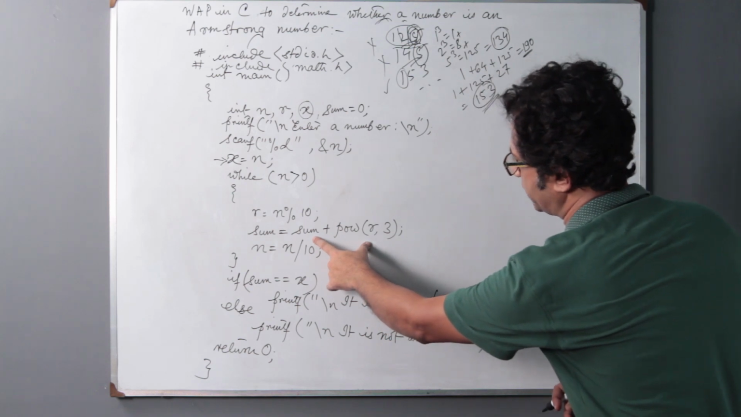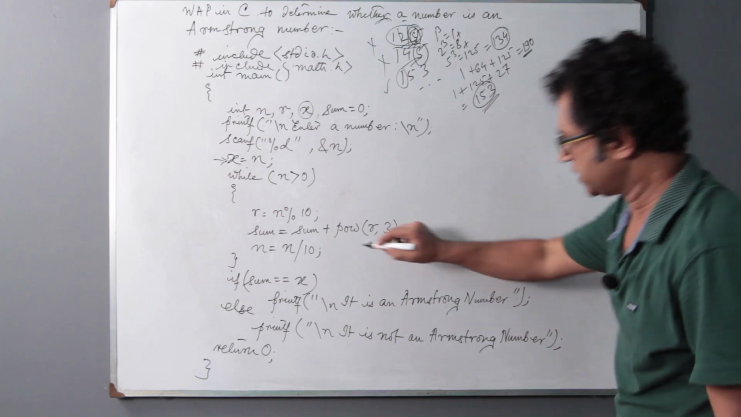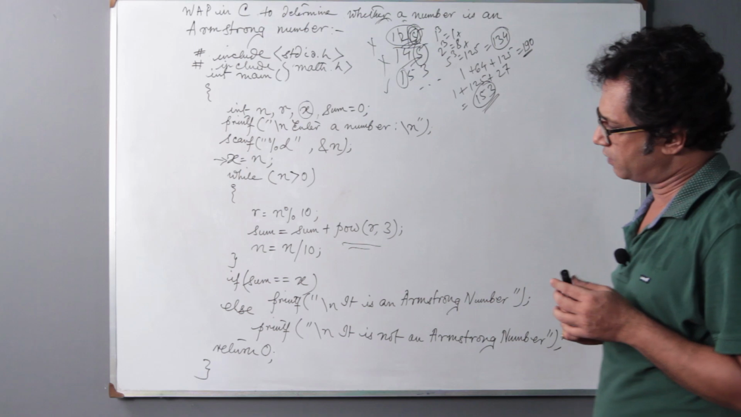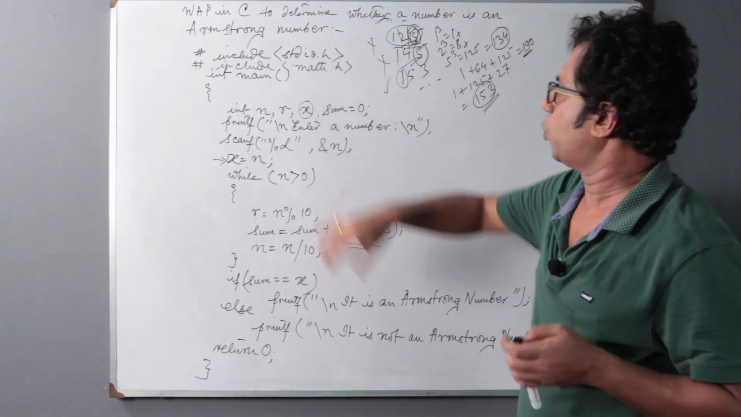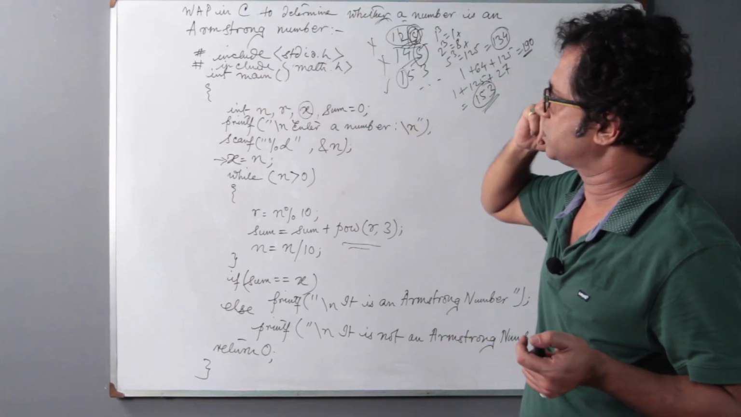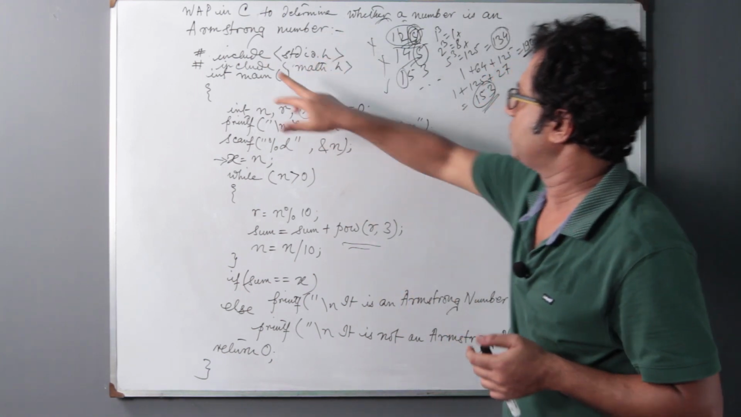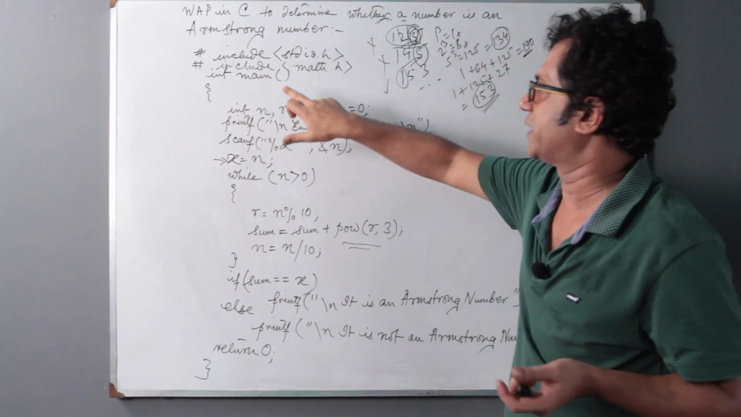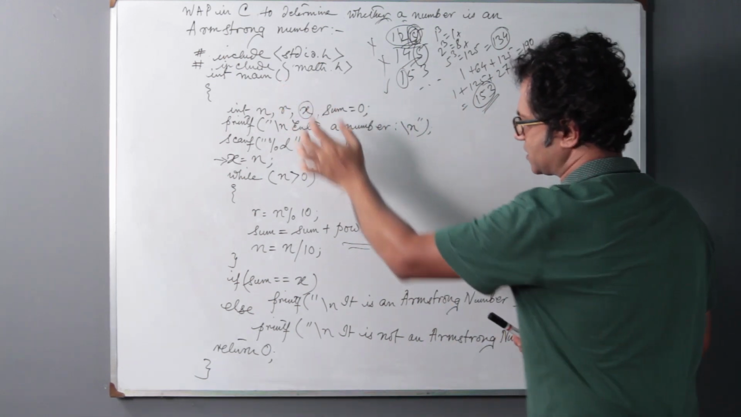What is written over here? Sum plus pow(r, 3). This is an interesting part. What is this pow(r, 3)? It is a mathematical function which is included in the header file math.h. For that we have used a special header file inclusion statement. Apart from all the other programs in which we normally use #include stdio.h, we have used another preprocessor directive over here, that is #include math.h. So math.h contains this pow function.